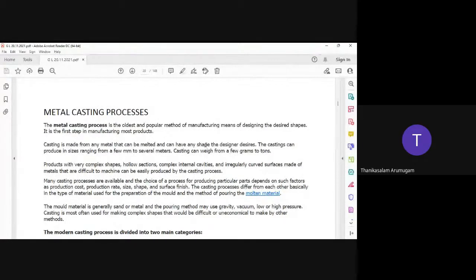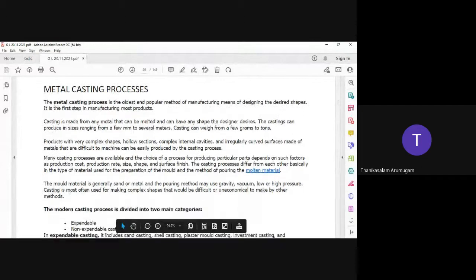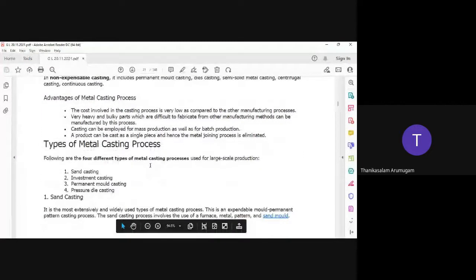You see the small example, in the RTDB, different types of shape we can get. Likewise, different types of metal components also we can add. Generally, the casting processes are sand casting, investment casting, permanent mold casting, pressure die casting. These are the casting processes available.